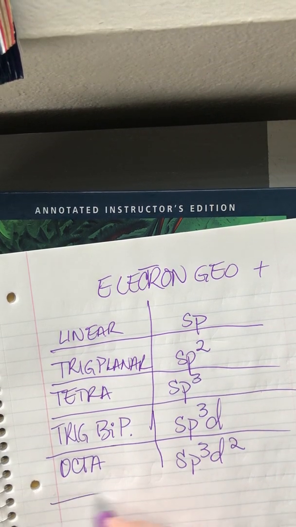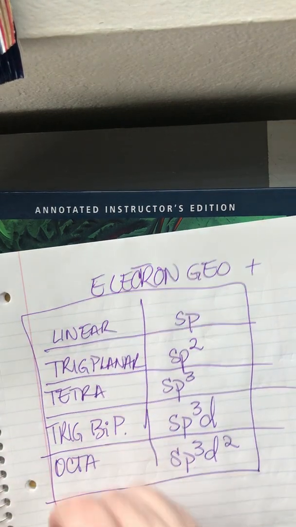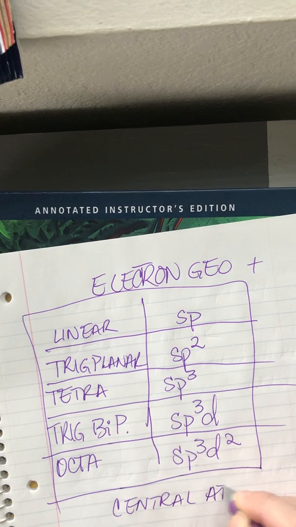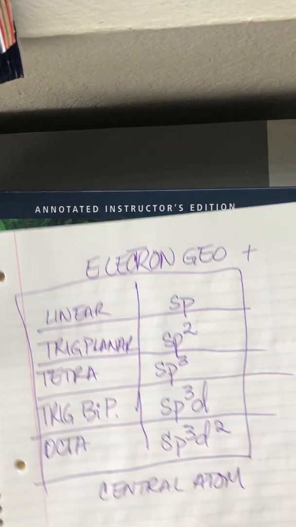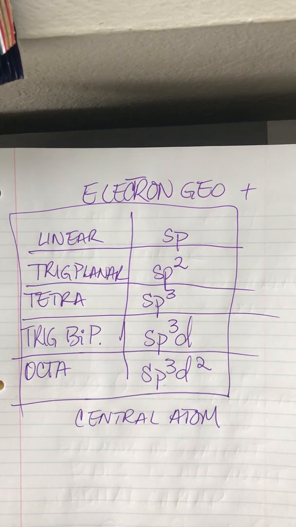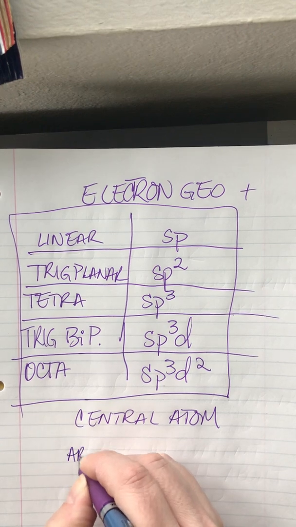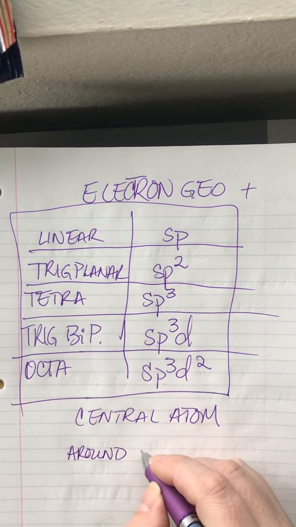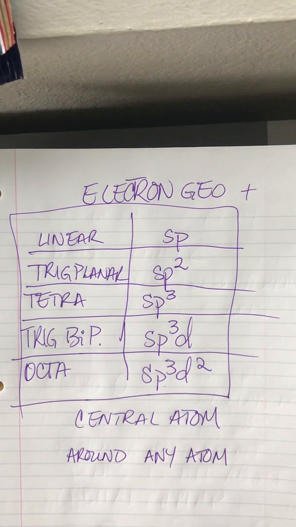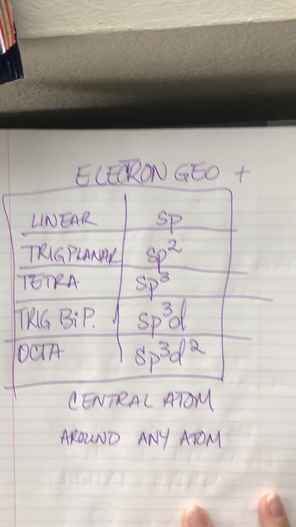So generally when we're talking about these properties, we're usually talking about the central atom, right? We're kind of assuming that we're talking about the one in the middle, but when we get into more complicated molecules, there can be multiple central atoms, right? So we could talk about the geometry around any atom, right? Let me give you an example.